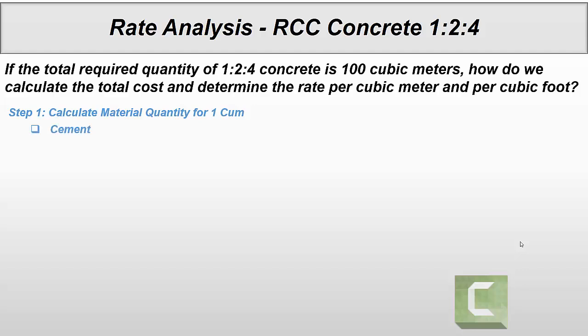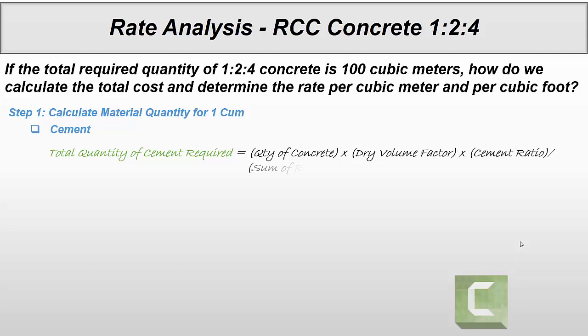First of all, we will calculate material quantity for 1 cubic meter concrete. First of all, cement. Total quantity of cement required is equal to quantity of concrete multiplied by dry volume factor, multiplied by cement ratio and divided by sum of ratio. So quantity of concrete is 1, dry volume factor is 1.54, cement ratio is 1 divided by 1 plus 2 plus 4, which is equal to 7, the sum of ratio. It's equal to 0.22 cubic meters.